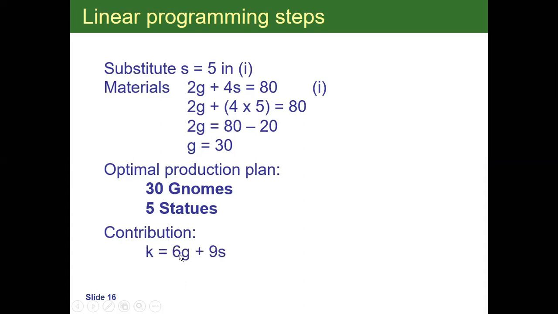6 is the contribution from 1 gnome, and you produce 30 gnomes. And 9 is the contribution from 1 statue, and you produce 5 statues. So your maximum contribution is $225, or 225 pounds. If these are your limitations on material, labor, and statues, this is the maximum you can produce per week. This was the weekly maximum contribution.